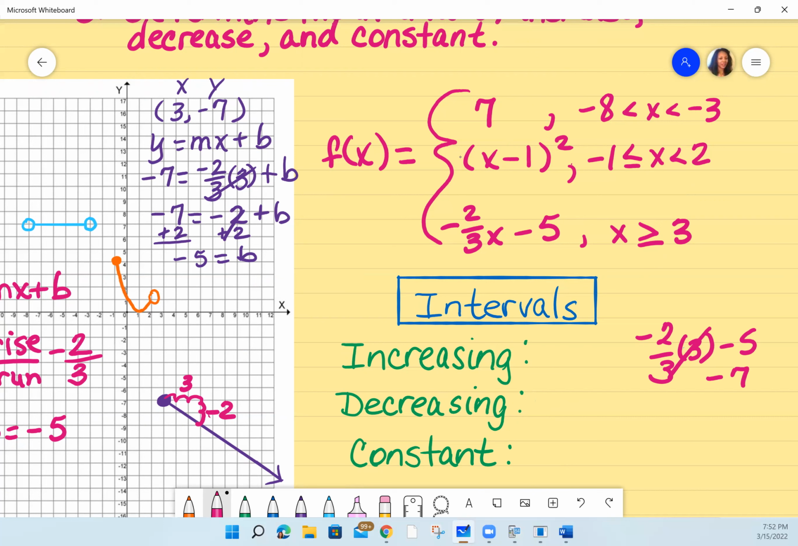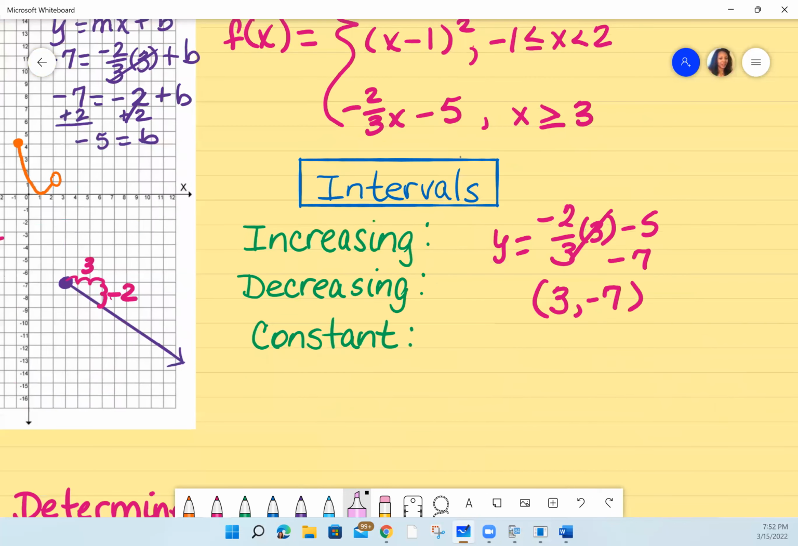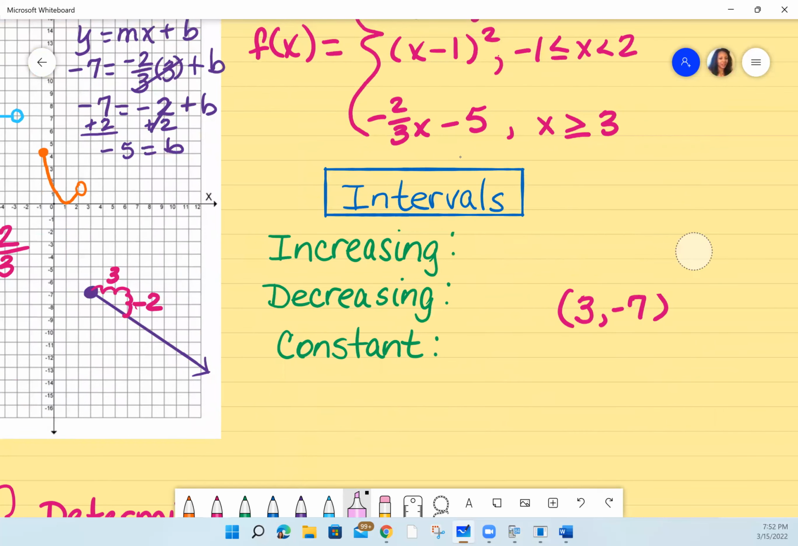Well, what did I just do? For x, I put in a 3, and for y, my output, or f of x, was -7. Well, these are coordinates, so let's see if that's true. If I go to 3 and down to -7, yes, that's a coordinate. So I understand that this is correct. And I would do that for each one of those. That's how you can determine if you set up your rules correctly.